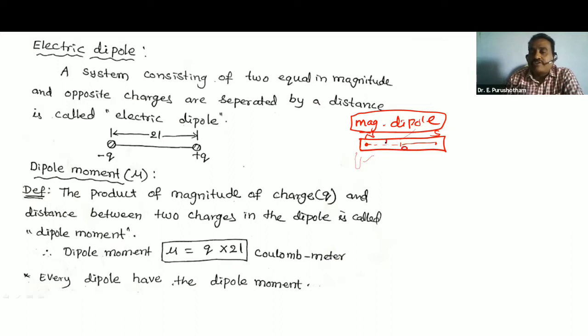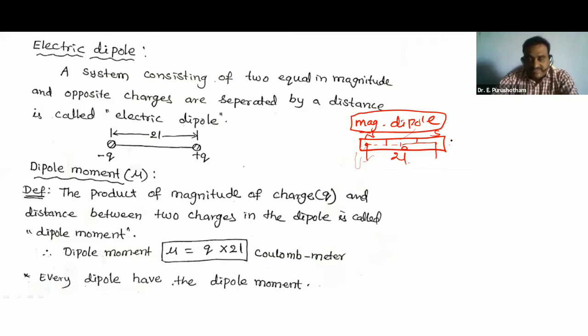From the center point to the north pole is small l, and from the center to the south pole is also l. L plus L is 2L. In a magnetic dipole, the distance between the north and south pole is 2L. Two equal in magnitude and opposite poles separated by a small distance is called a magnetic dipole.